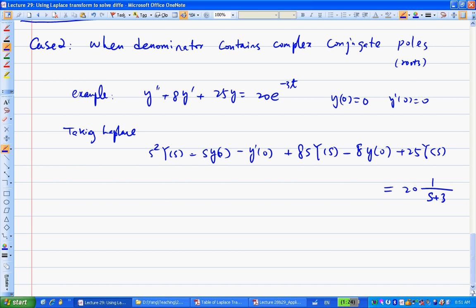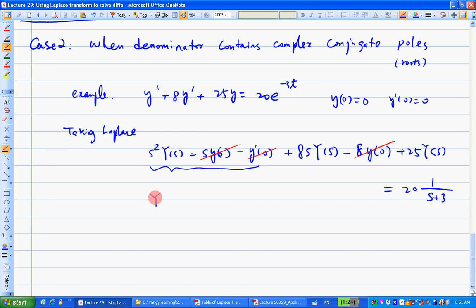What I did is I just made use of the properties of the Laplace transform for derivative functions. The Laplace transform of the second order derivative is this. The Laplace transform of the first order derivative is this, multiplied by the original 8. Because the initial conditions are 0, these two terms and this term are gone. Then we group all the Y of s terms together.